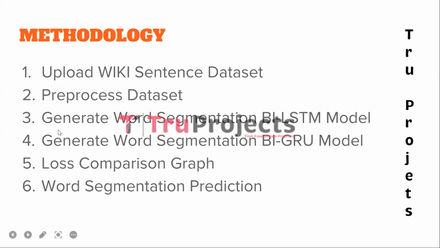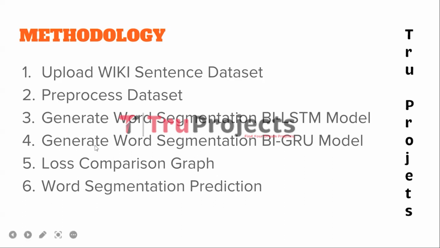And the third module is Generate Word Segmentation BiLSTM model. In this module, the word segmentation model based on bidirectional long short-term memory is generated. This neural network architecture is trained on the pre-processed dataset to learn the patterns and the relationship between the words in the English sentence. The model aims to accurately predict word segmentation.